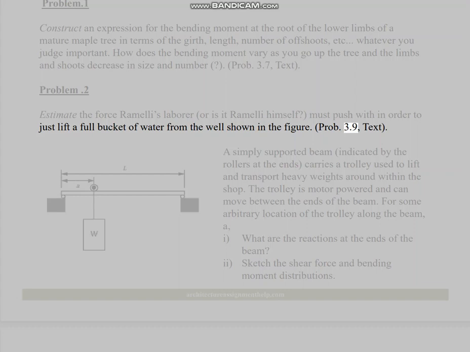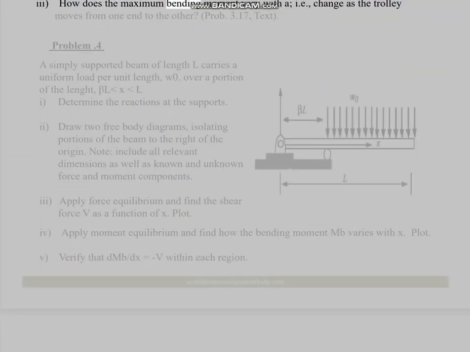Prob 3.9, Text. A simply supported beam, indicated by the rollers at the ends, carries a trolley used to lift and transport heavy weights around within the shop. The trolley is motor-powered and can move between the ends of the beam. 1. For some arbitrary location of the trolley along the beam, a, what are the reactions at the ends of the beam? 2. Sketch the shear force and bending moment distributions. 3. How does the maximum bending moment vary with a, i.e., change as the trolley moves from one end to the other? Prob 3.17, Text.